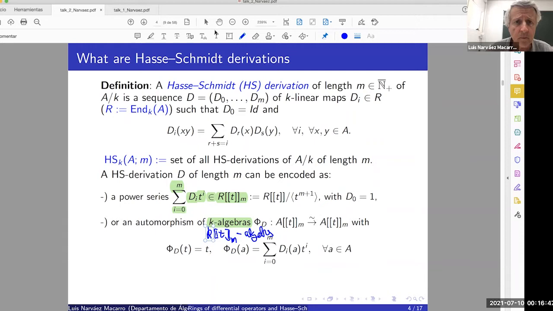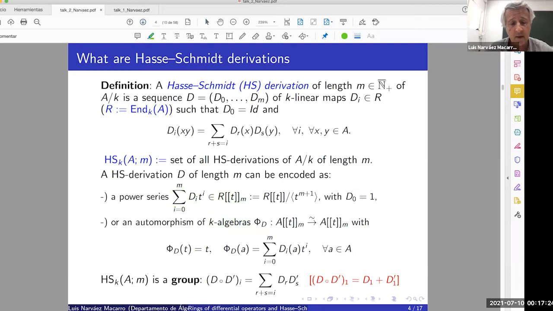So we can see a Hasse-Schmidt derivation in three ways: as a sequence of operators, as a power series, which we can think of as the generating series for this sequence, and we can also see a Hasse-Schmidt derivation as an automorphism of algebras, where we add some additional variable t. Okay, and what is important is that Hasse-Schmidt derivations defined in any of these ways, we can easily see that they form a group. We can compose Hasse-Schmidt derivations. The explicit formula is that one.